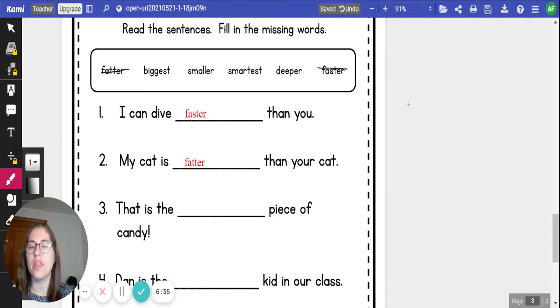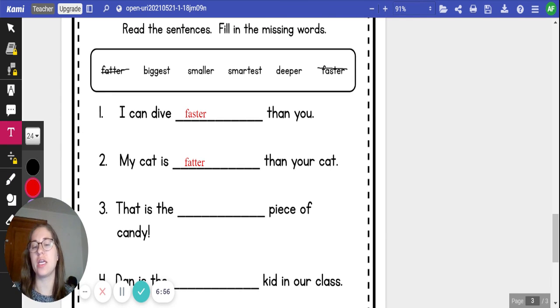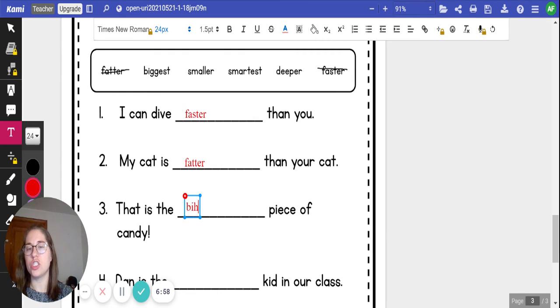Number 3, that is the blank piece of candy. We are comparing one piece of candy to the rest of them, so we're comparing more than two things. So that's an EST ending. So we either need biggest or smartest. I would probably say that is the biggest piece of candy, B-I-G-G-E-S-T.